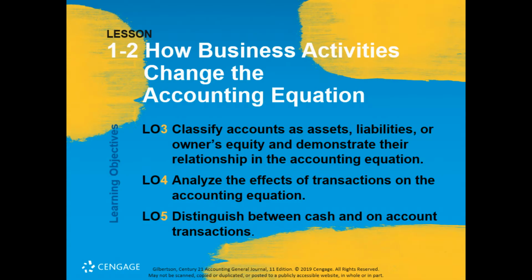We're going to spend a lot of time analyzing the effects of transactions on the accounting equation, on that assets equals liabilities plus equity. And you will hear me say a lot, A equals L plus E, assets equals liabilities plus equity. And then distinguish between cash and on-account transactions. Sometimes we go out and we buy stuff with cash. Oftentimes in business, you don't pay cash up front, you buy it on terms. And we will chat about that as well. All right. So there you go with some of those things.